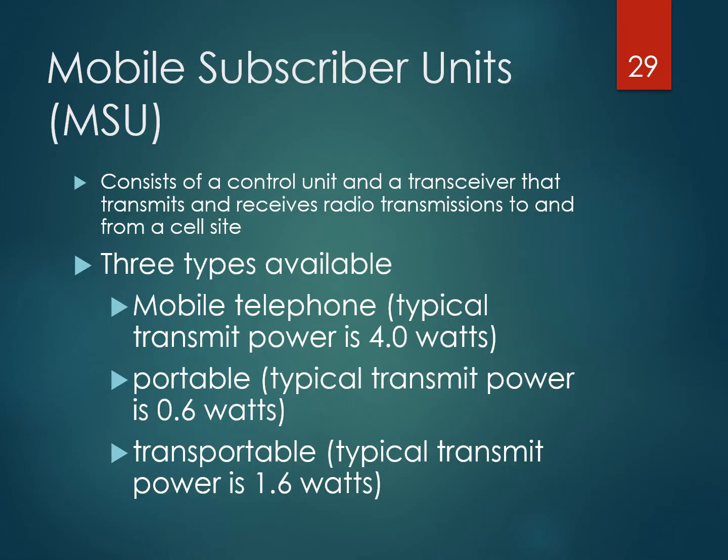And a mobile subscriber unit, which is our mobile phone, consists of a control unit and a transceiver that transmits and receives radio transmissions to and from a cell site. Each and every mobile phone has the capability of receiving and transmitting signals. We are saying a transceiver is built into our cell phone. There are three types available: mobile telephone, which typically transmits power of 4 watts; portable, which typically transmits power of 0.6 watt; and transportable, which typically transmits power of 1.6 watts.